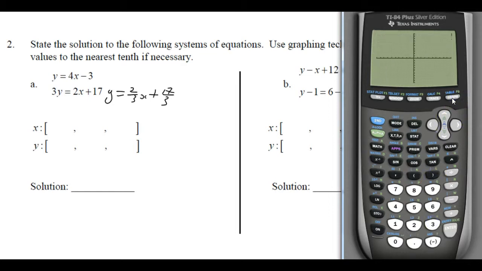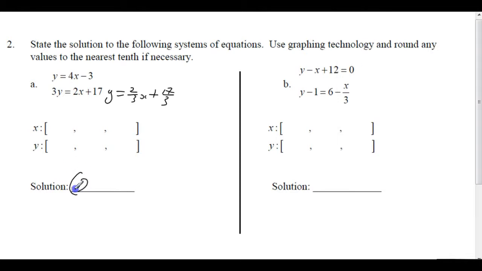And hit graph. The question is, do we see? Yes, we see the point of intersection, so the standard window will do. Second calc, intersect. Use the right arrow key. First curve, notice it's on y1, so just hit enter. At this point, doing an intersection, you just hit enter 3 times. First curve, second curve, shows you the equation, hit enter. The guess, this is the point, but we're near there, so we're guessing it's near there. Hit enter. And we get 2.6, 7.4.